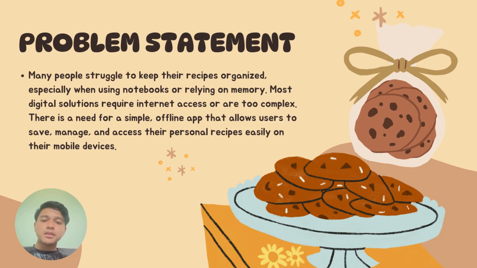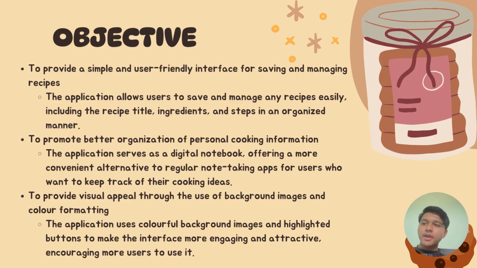on their mobile devices. For the objective, the first objective is to provide a simple and user-friendly interface for saving and managing recipes. So the application allows users to save and manage any recipes easily, including the recipe title, ingredients, and steps in an organized manner. And for the second objective, to promote better organization of personal cooking information. This application serves as a digital notebook, offering a more convenient alternative to regular note-taking apps for users who want to keep track of their cooking ideas.